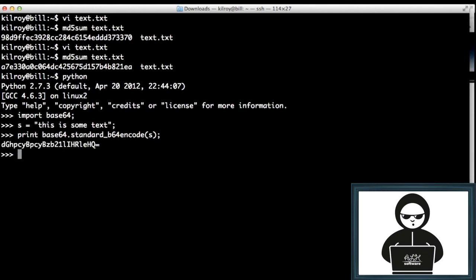So base 64 encoding is another way of obfuscating data so that it's harder to determine what it actually is. And so your program may end up looking a little bit different every time you compile it or run it with a different encoding algorithm.